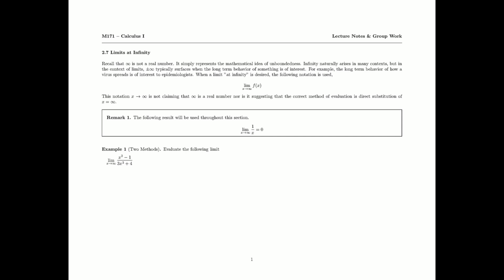All right, let's go ahead and take a look at example one. In this example one, we're going to use two different methods. The first method we're going to use is a method that really justifies a shortcut, which is the second method. So we'll start with the longer method. I'm going to call this the rigorous method.